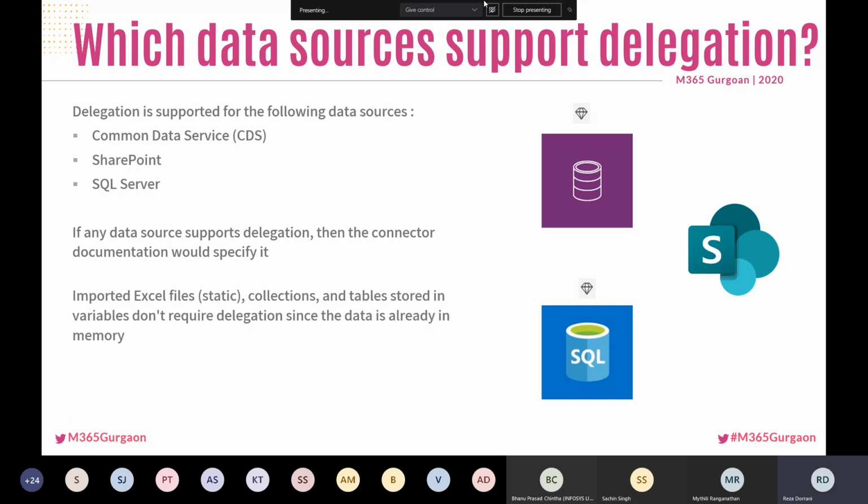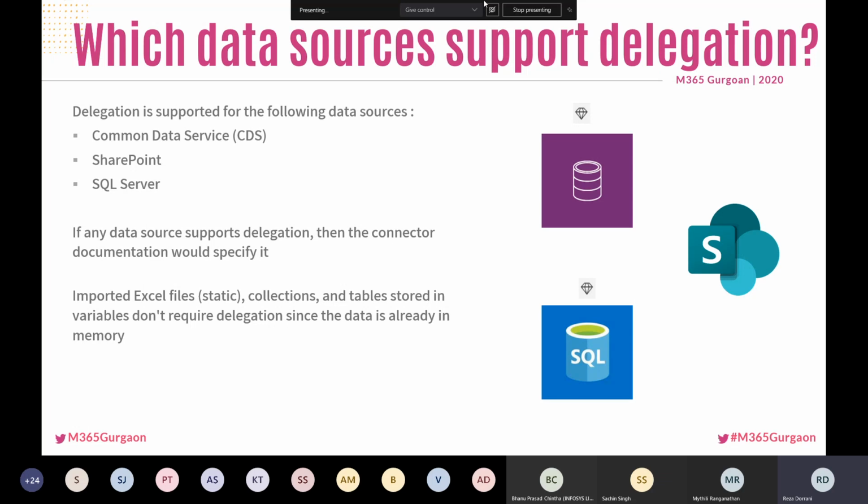One more point to note. Imported Excel files. When you import an Excel file, a static file, into your app, those do not fall under the delegation realm purely because that data is held locally in the app. Very important to understand, right? I can have an Excel file that has 10,000 records. I'm importing it into my app. There is no delegation issue there. But don't forget, all that data is being held in the app. So if I run it on my mobile device, it's being held in my memory.